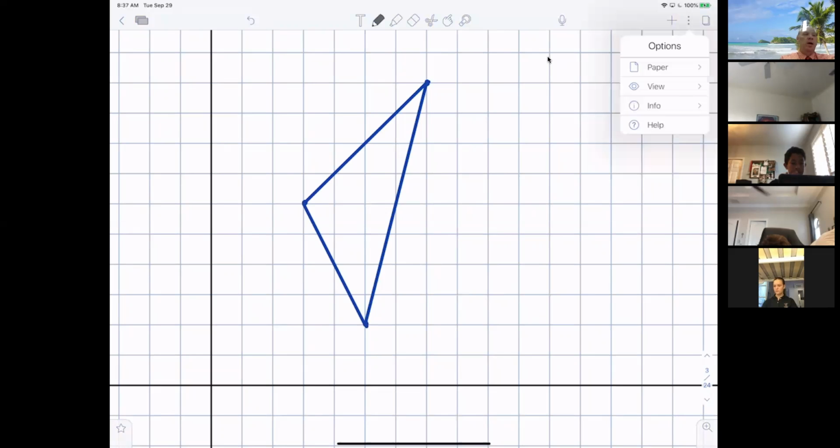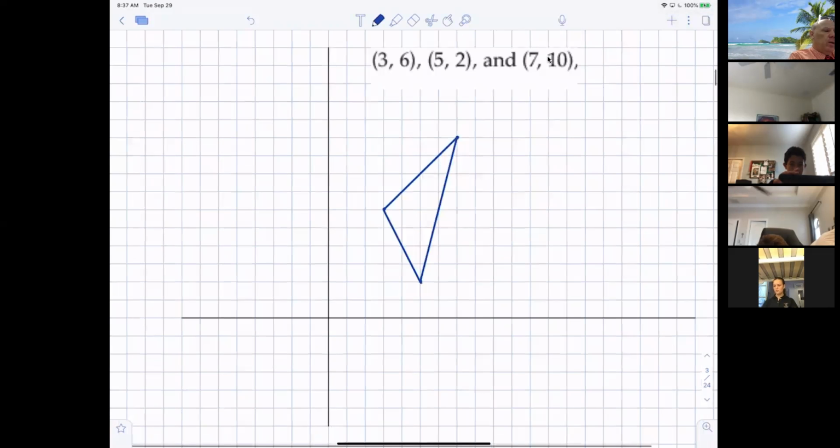All right, so now, here we go, guys. Look, again, this point right here is 3, 6. This point over here is 5, 2. And this point over here is 7, 10. Now there's a lot of work involved here, so just stay with me and pay attention.